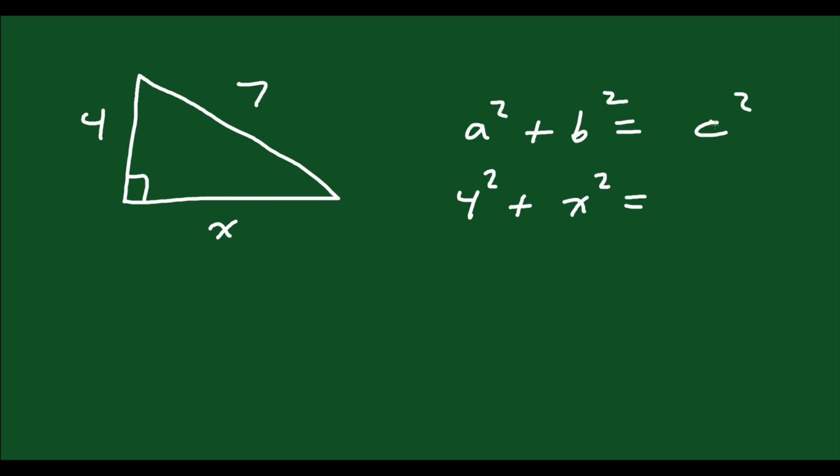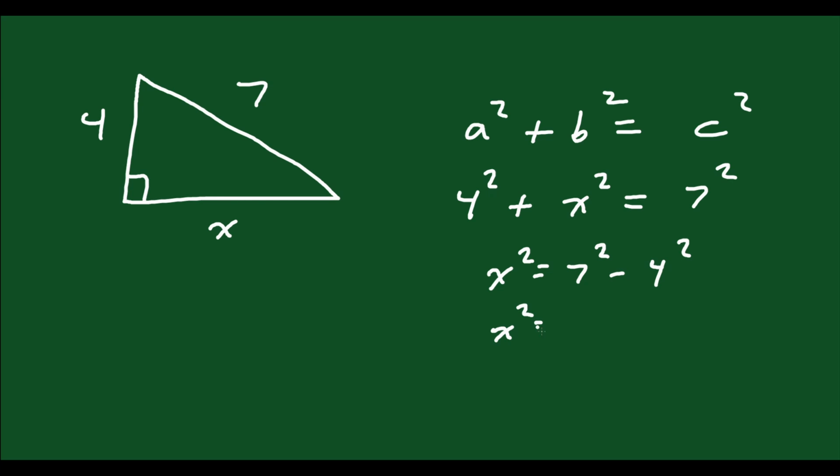Like let's say I have a triangle like this. Again, another 90-degree angle. This is 4, this is x, and this is 7. How do I solve for x? Well, again, it's a squared plus b squared equals c squared. I can make 4 my a, so like 4 squared, plus b will be x, so x squared equals c squared, that's 7 squared. So now I gotta bring my 4 squared to the other side, so x squared equals 7 squared minus 4 squared.